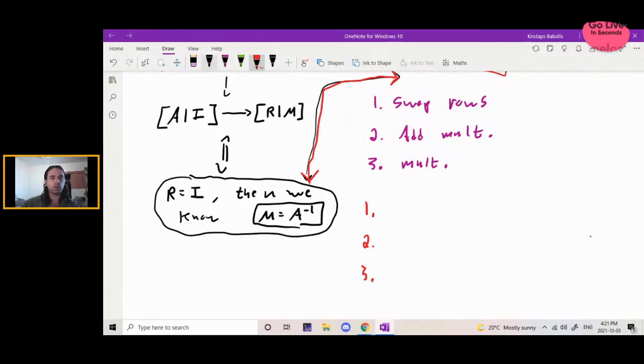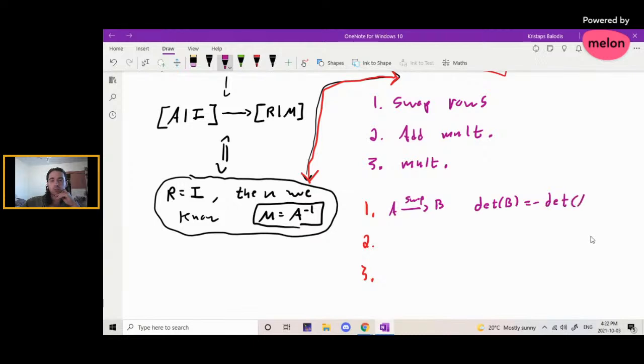So as you might have just read before I changed the screen away, swapping rows has the effect of introducing a minus sign. So let's say we do a row swap on a matrix A and the resulting matrix is called B, then we know that the determinant of B is going to be equal to the negative of the determinant of A.